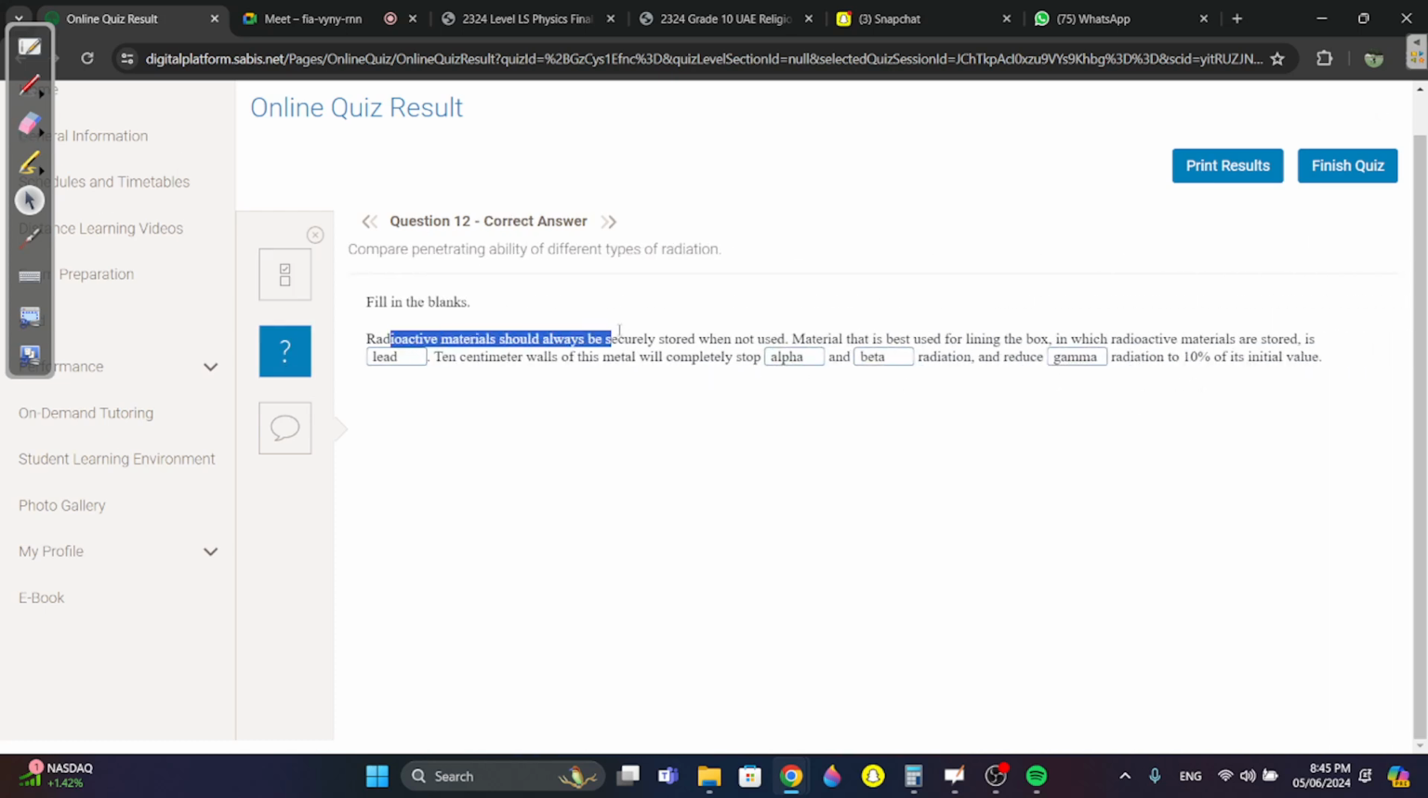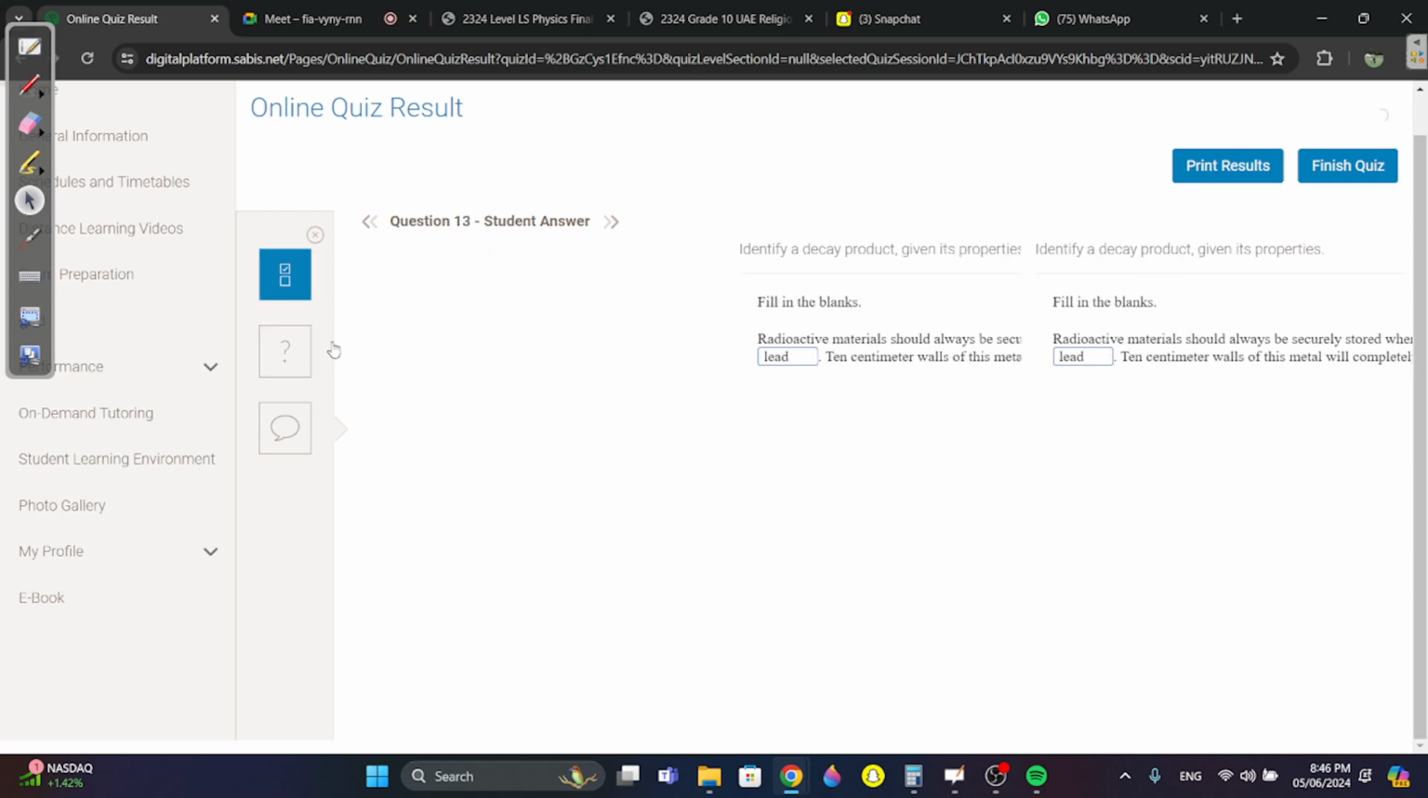The radioactive material should always be secured safely. What material is best used for lining the box that has radioactive material stored inside of it? Obviously, lead. Lead will completely stop alpha and beta, but it will only reduce gamma. Gamma can never be stopped. That's how strong the gamma radiation is. It can only be decreased to 10% of its original value through lead.